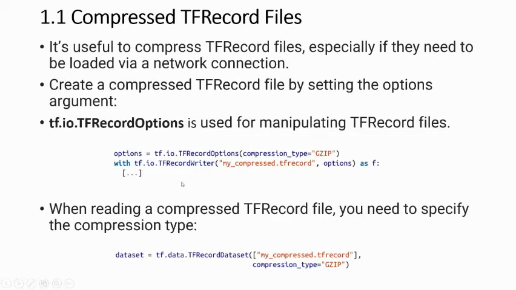This gets compressed. And when we want to read the compressed TF record file, we need to provide the compression type. For example, tf.data.TFRecordDataset with the file name and the compression type gzip. So it can read the data which is stored in this file.